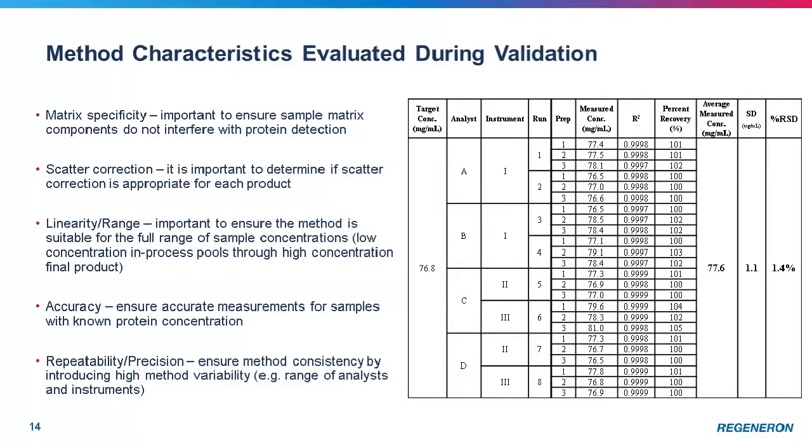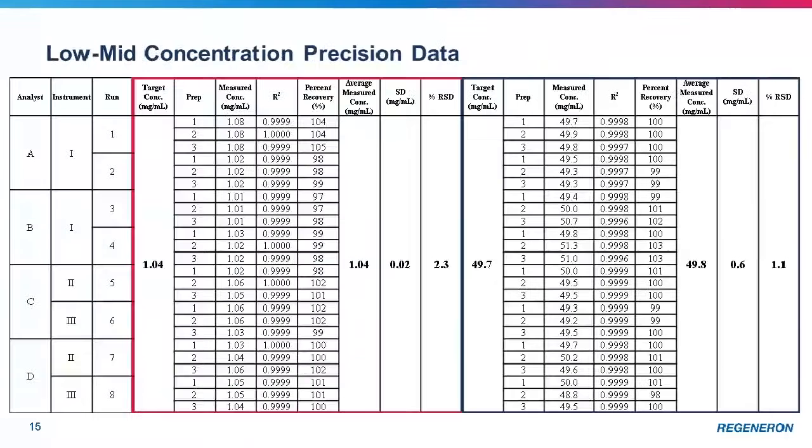In addition, all measurements across all of the analysts and instruments demonstrated low variability. We were able to achieve a standard deviation of only 1.1 milligram per milliliter and an overall percent RSD of 1.4%. Precision was also evaluated across 4 analysts and 3 instruments for lower concentration samples. On this slide, we're showing 2 samples, one with a target concentration of around 1 milligram per milliliter, and a second sample with a target concentration of 49.7 milligrams per milliliter.